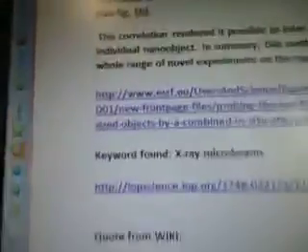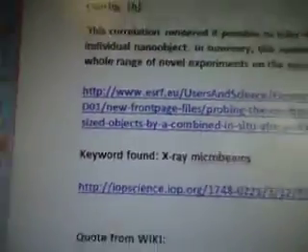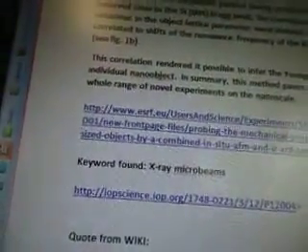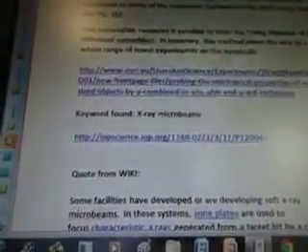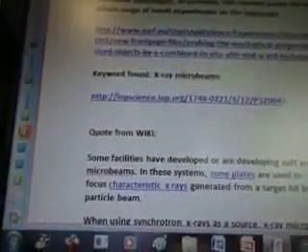In summary, this method paves the way to a whole range of novel experiments on the nanoscale. So basically it opened up a door for all sorts of new things, new technologies. And again, it's at the same site, www.esrf.eu. Okay? So the keyword found in the data was X-ray microbeams and iopscience.iop.org.